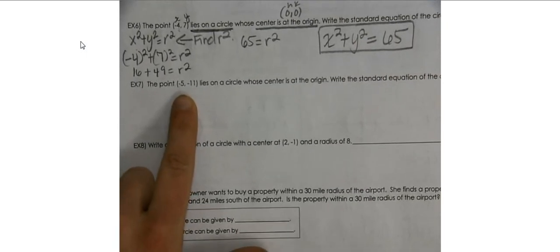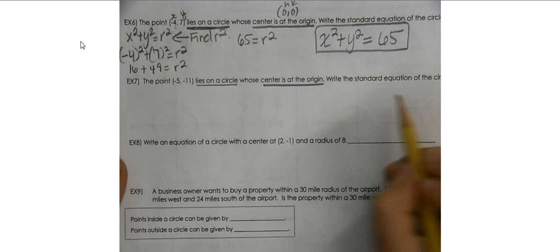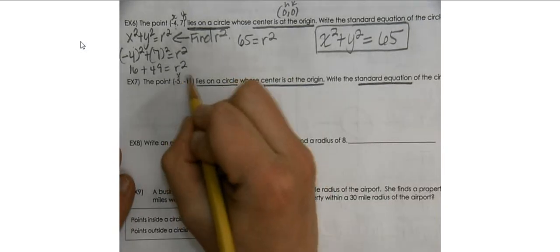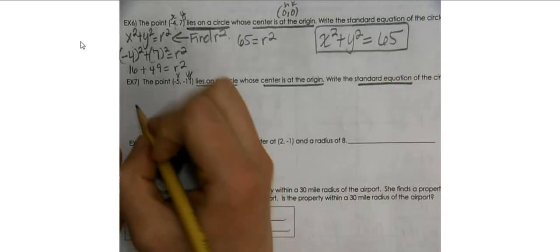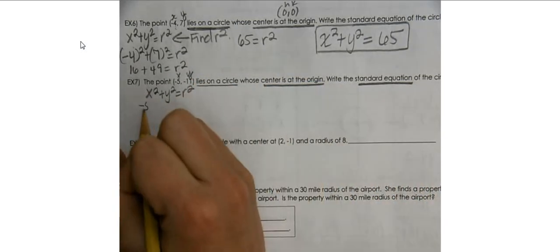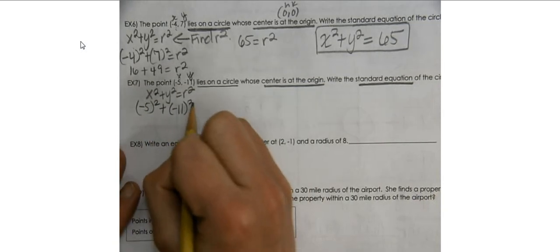Next, we have a point being -5, -11. This also lies on the circle. The center is also located at 0, 0, and we want to write our standard equation. So we do have an x value and we do have a y value, but what we're missing is our r squared. So out of x squared plus y squared equals r squared, we need to know what r squared is. So I'm going to let x equal -5, so I'm going to put -5 squared plus -11 squared equals r squared.